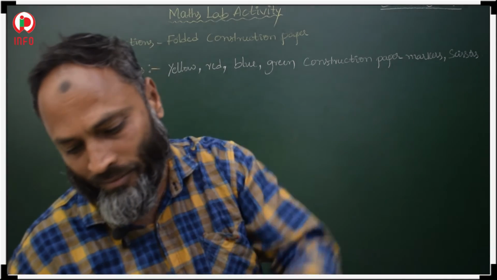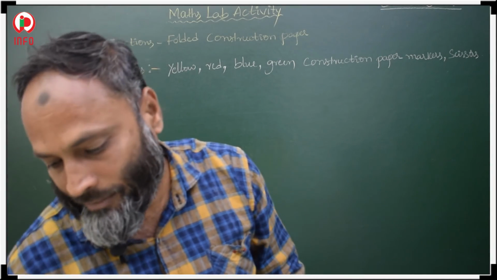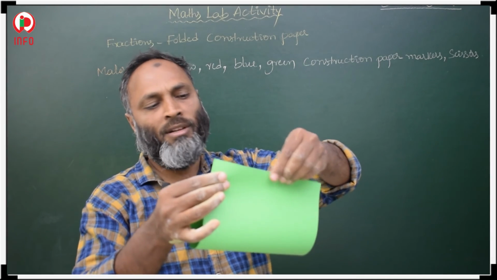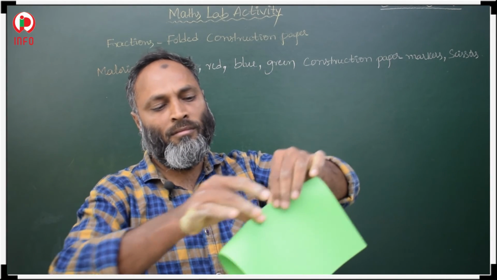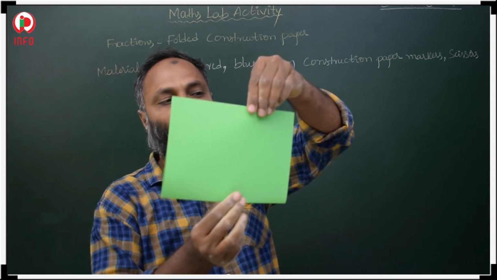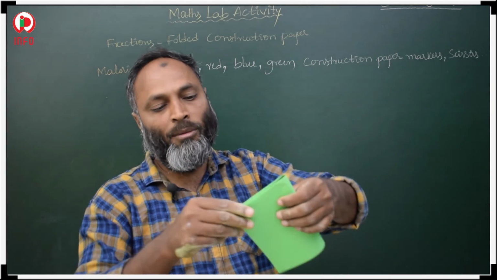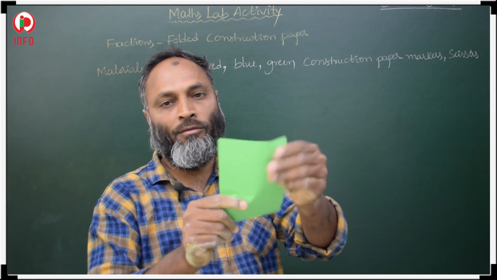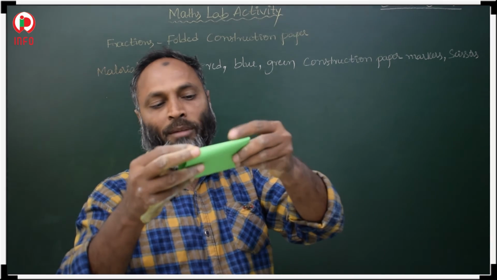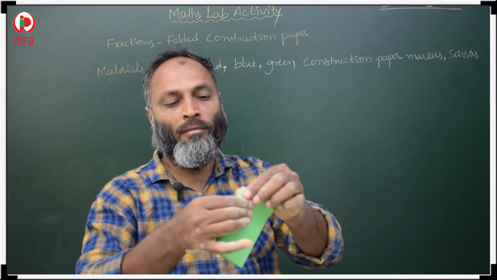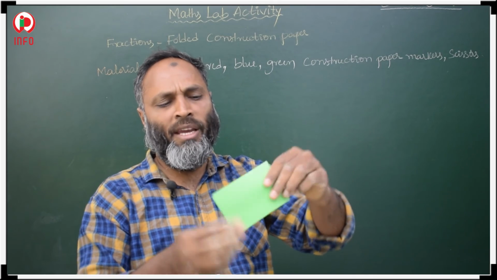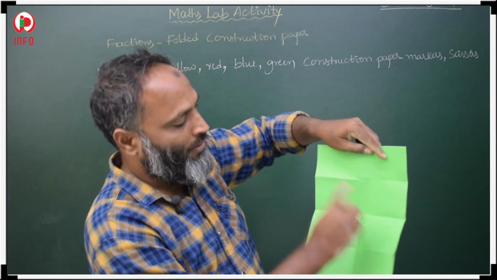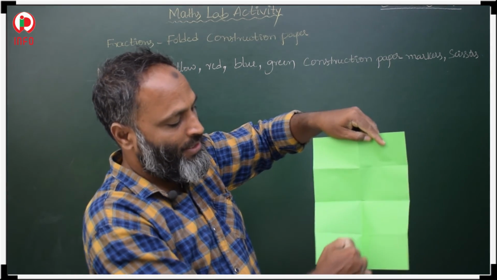Now take a green paper and fold once like this. This is half. Again if you fold one more time, this is 1/4, this is 1/4. Again if you fold one more time, this is 1 by 8. Open your paper and see how many equal parts we have: 1, 2, 3, 4, 5, 6, 7, 8.